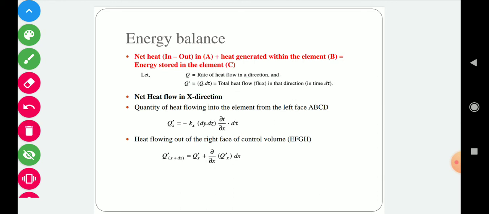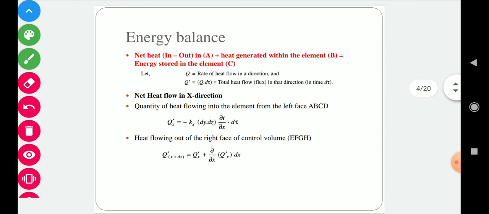Now net heat flow in x direction will be, if we consider rate of heat in the control volume, then this q will be equal to, by using Fourier law of heat conduction, that is q equal to kA dT by dx.